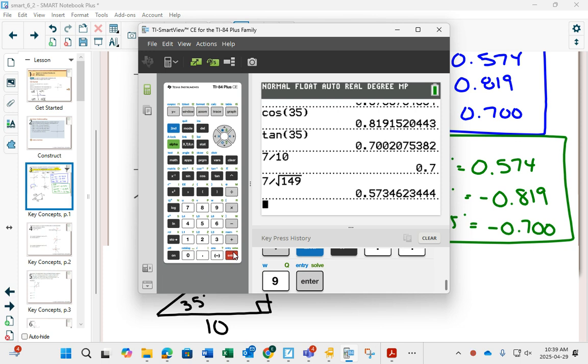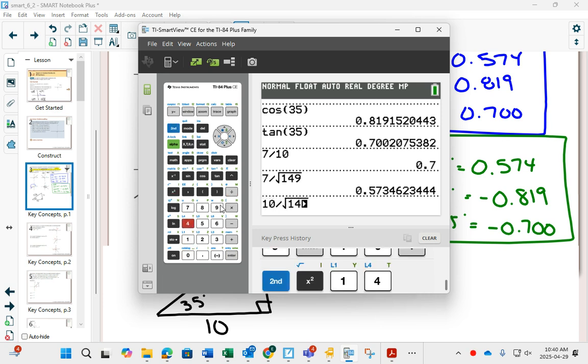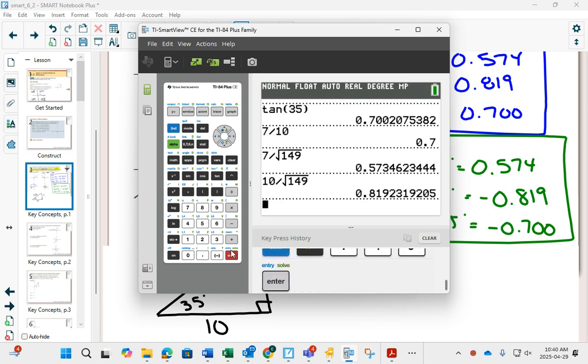If I wanted an even better one for 35 degrees, I could measure it in millimeters and go to a whole bunch of decimal places. The closer I am in my measurements, the better the ratio is. And if you do 10 divided by the square root of 149, that should be what cos is. And look, that came out 0.819.